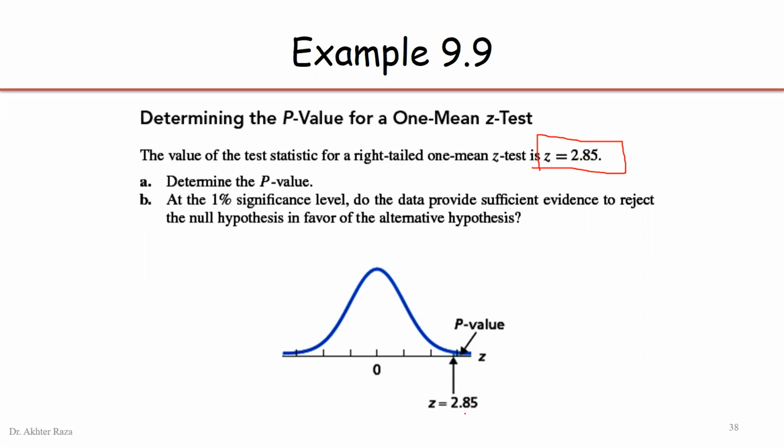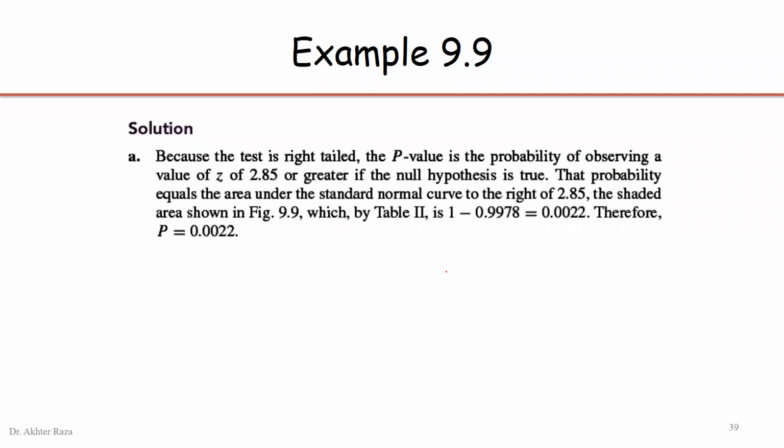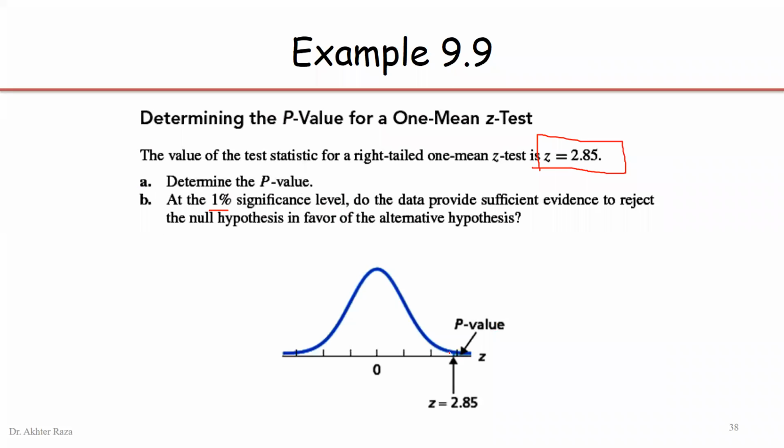So let's look up 2.85 in the Z table and obtain this probability, and then take the decision at 1%. If we look up 2.85, the area will be 0.9978. The 0.9978 is not this shaded region. 0.9978 is the region which is unshaded. So we have to obtain this because this is the p-value. This is not the p-value, but the table is giving us this region, and this region is not our objective.